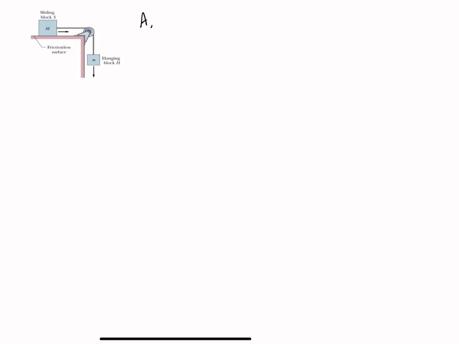So for block S, we see that it's flat on its surface, which means that F of G, the downward force, and F of N, the upward force, have to be equal in magnitude. And there's no force pulling this way since it's frictionless and it's moving this way. So the only horizontal force is going to be in this direction. Let's label that T.